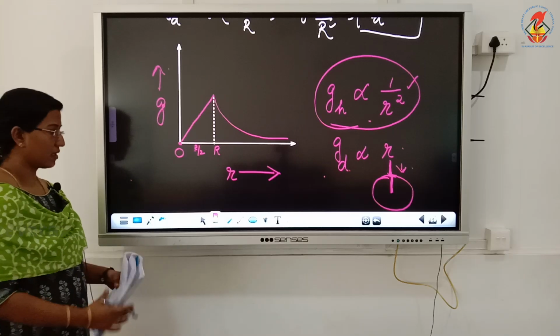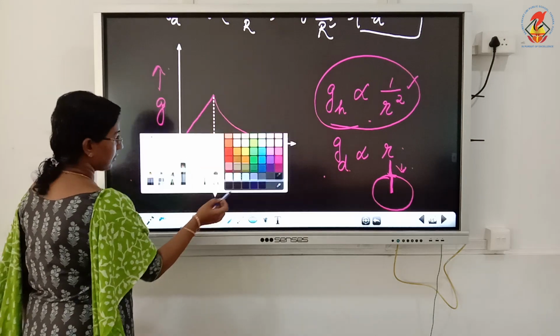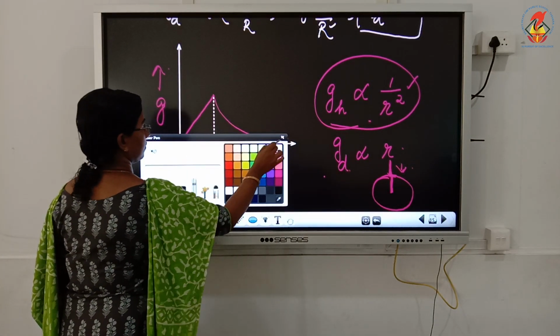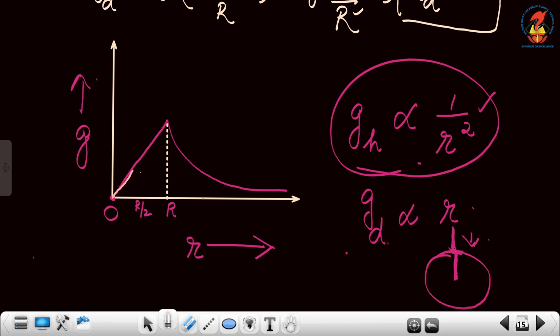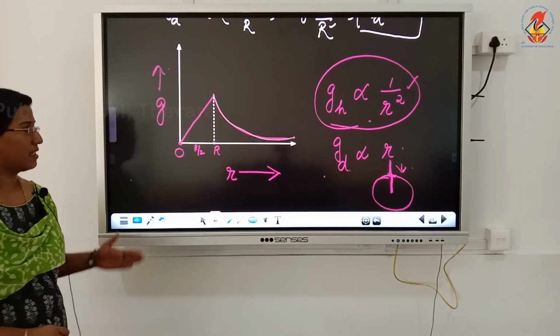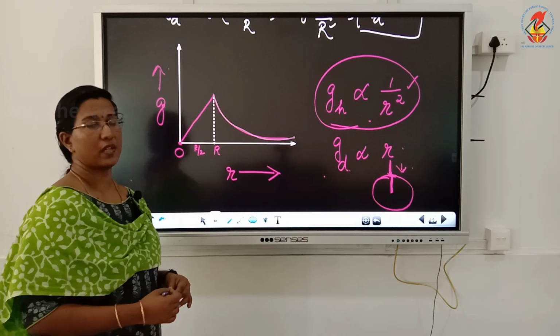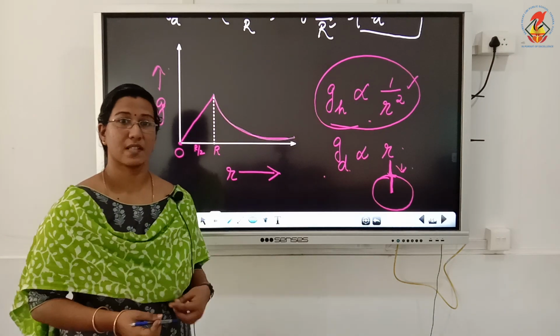I hope this graph is clear to you. From the center of the earth, as the distance increases towards the surface, the value of g will increase linearly, and on the surface of the earth, that is, small r equal to capital R, we will get the maximum value of g. Then from there, as the height or altitude increases, g will decrease, that too in a parabolic shape. Now this is the graph which relates g with the variation of distance from the center of the earth. I hope this is clear to you. Thank you.